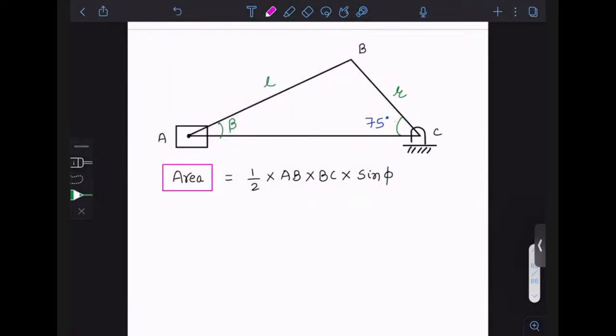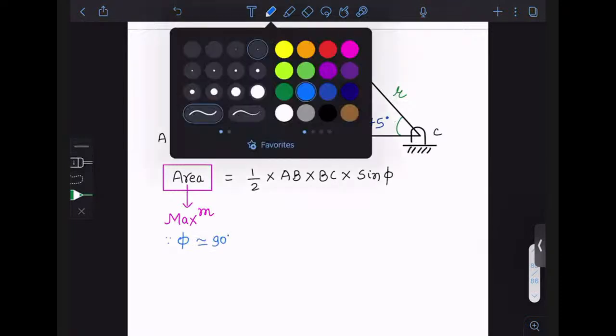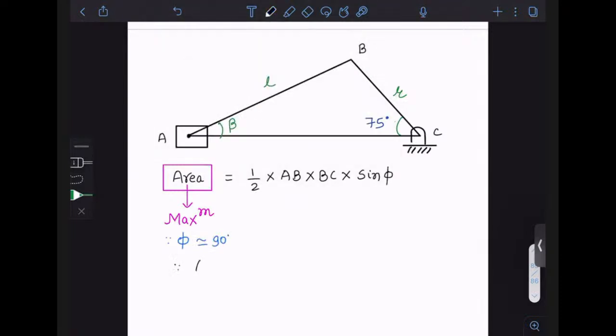So how can you say this area is going to be maximum? It reaches maximum value only when phi is 90 degree. When phi is 90 degree, then in that case area is equal to 1 by 2 AB, AB is your L, this is R, into sine 90. Sine 90 is 1, right? Because the maximum value of sine you will get at 90. Means the area is 1 by 2 L into R.